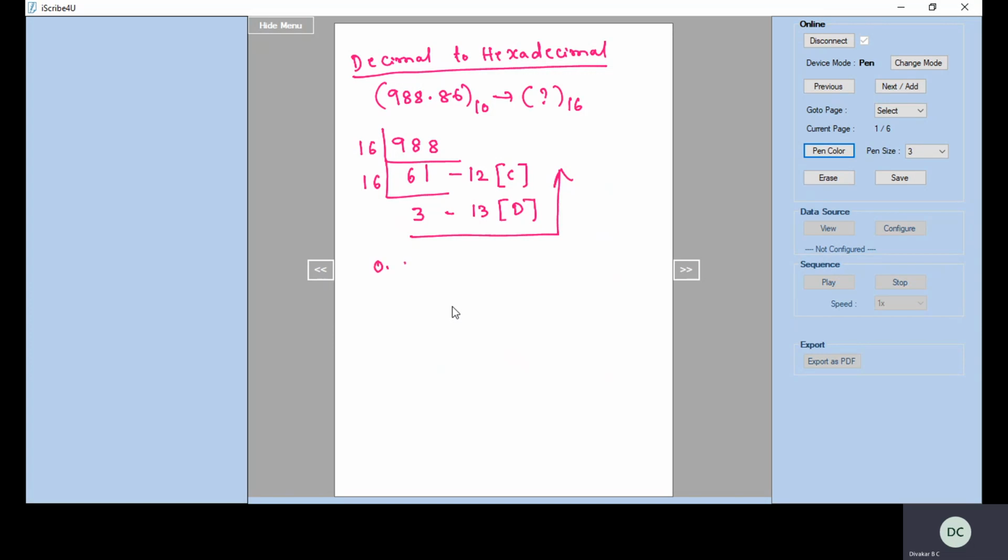Now let us consider the fractional part. Multiply the given number successively by 16 and record the carry. 13.76. The carry is 13, which is equivalent to D. So the hexadecimal equivalent for 13 is D. 0.76 into 16 is 12.16. Before the decimal point is 12. The equivalent is C.